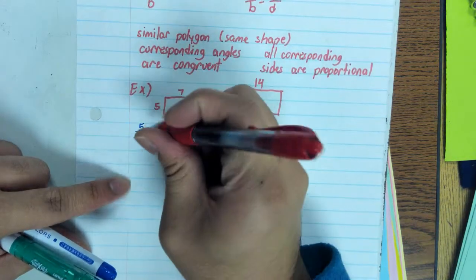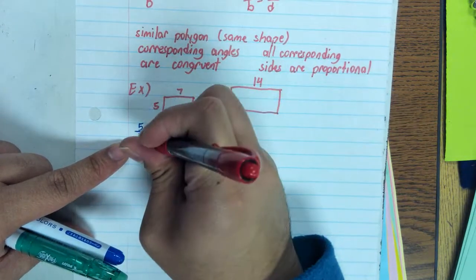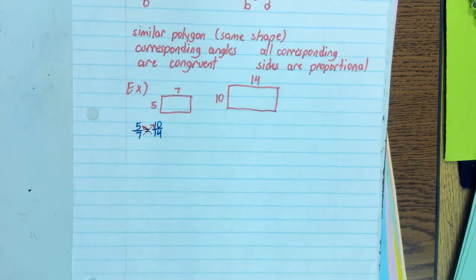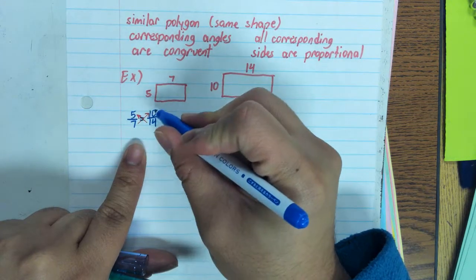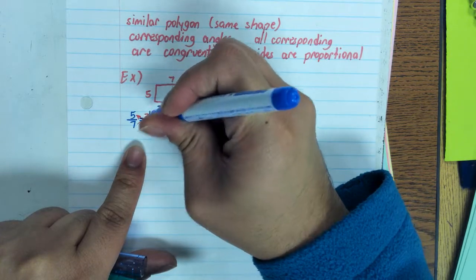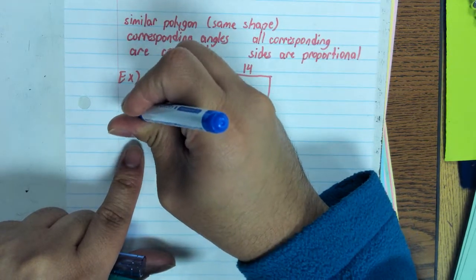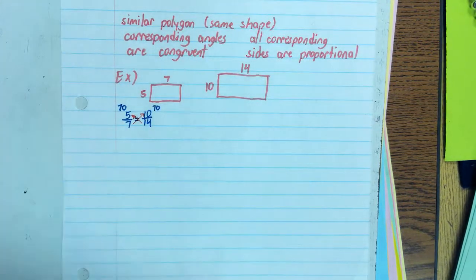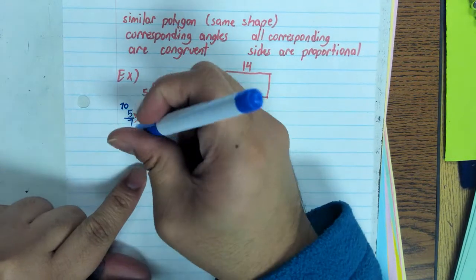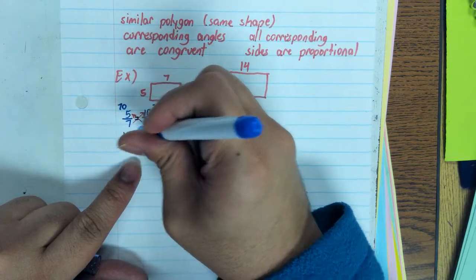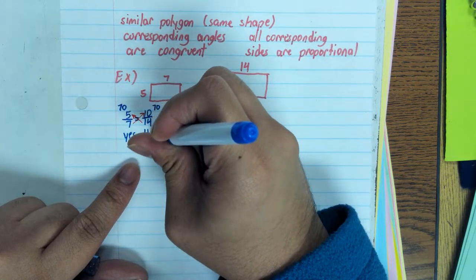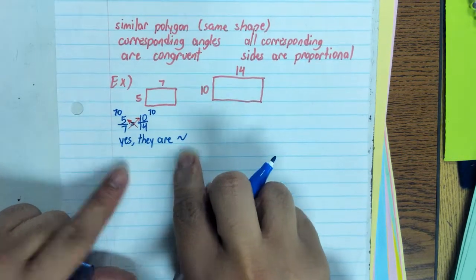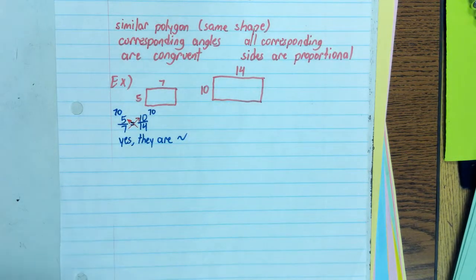Another way to compare fractions is by cross-multiplying. 7 times 10 gets me 70. 14 times 5 also gets me 70. Because both of them are 70, that means they're equal to each other. So yes, they are similar. And this squiggly line right here is the symbol for similar.